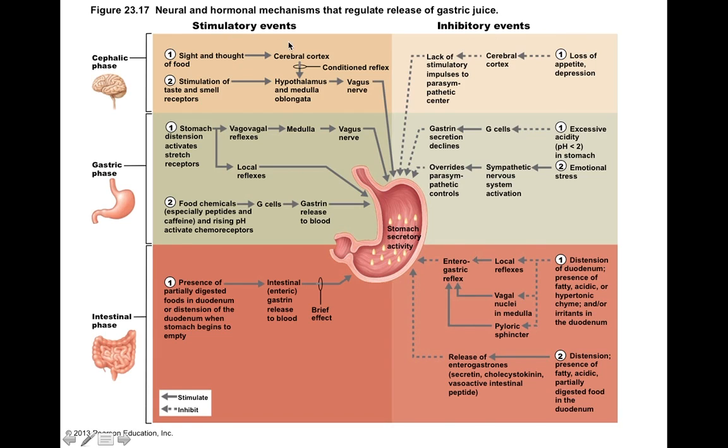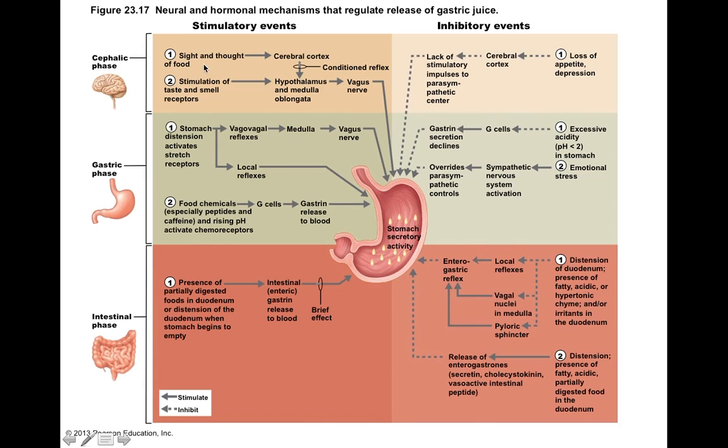So the stimulatory events are all of these down here, and you can see that there are stimulatory events in the cephalic phase, the gastric phase, and the intestinal phase. And then we also have inhibitory events within each of those too. So let's just focus on the stimulatory events for now. You might wonder, what are the stimulatory events of the cephalic phase? Well, remember, cephalic meant thought, like the brain, right?